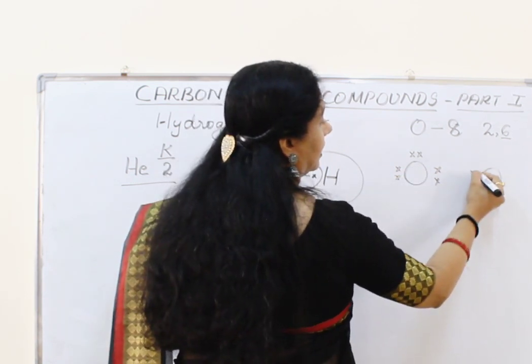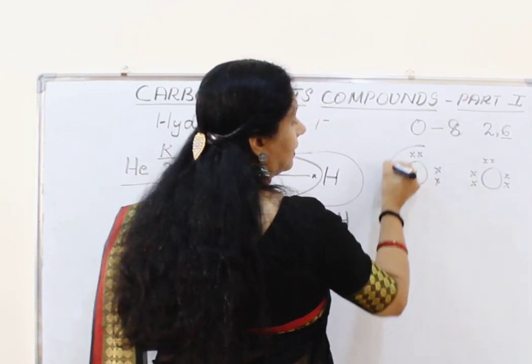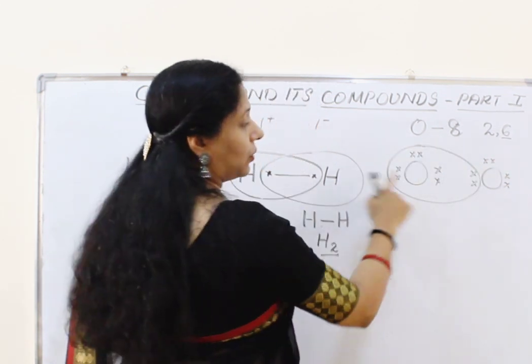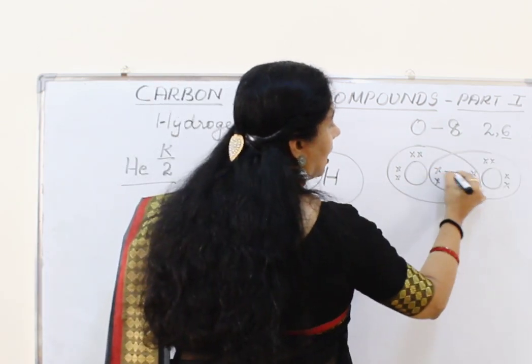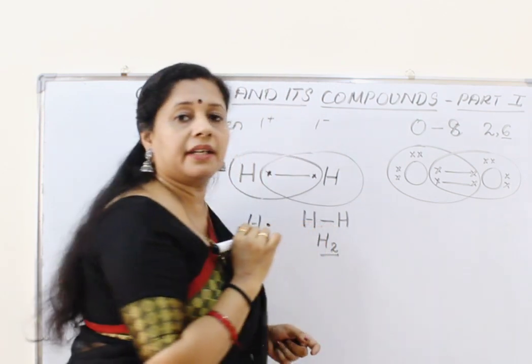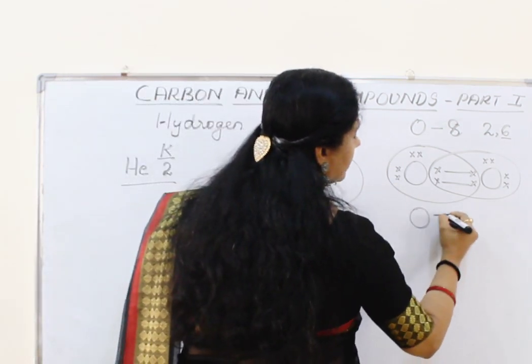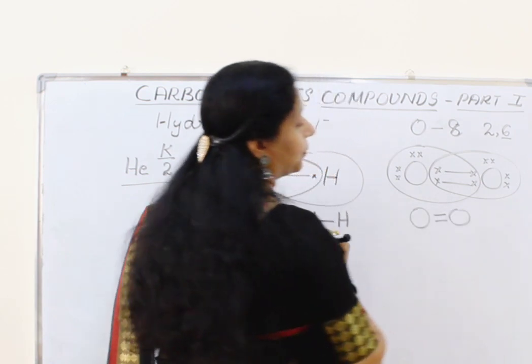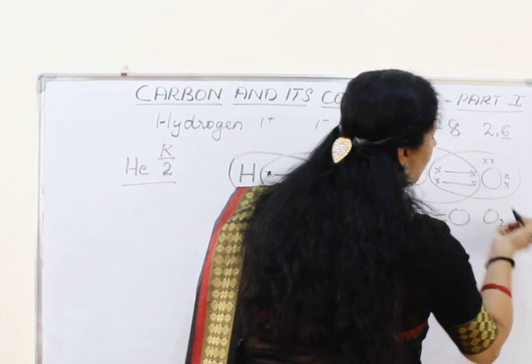The same way, another oxygen atom is here. This one can take this also, so it becomes 8. This one also can share and get 8. So how many pairs of electrons are shared here? 2 pairs of electrons are shared here. So we can write it as O double bond O. As a result we get an oxygen molecule.